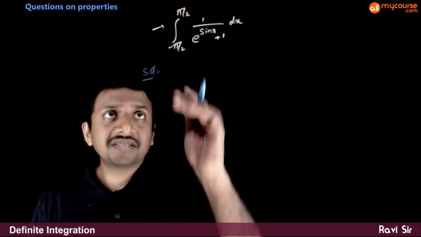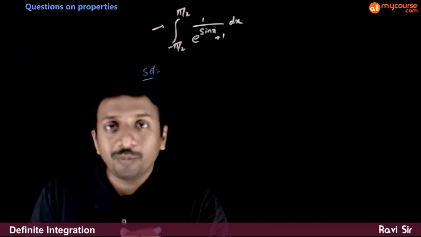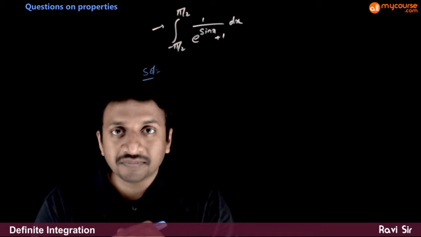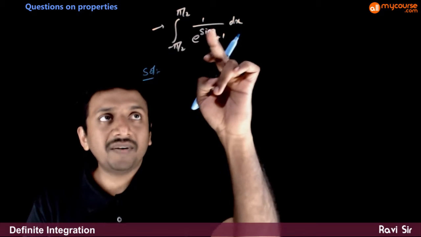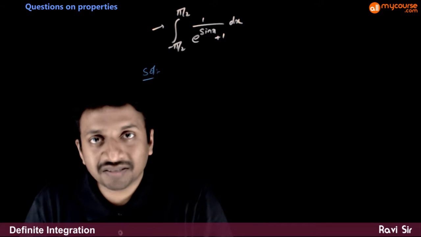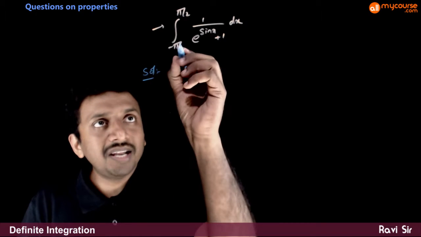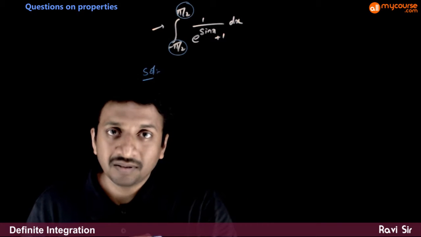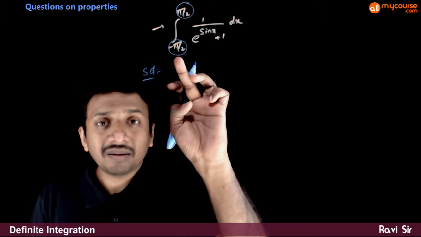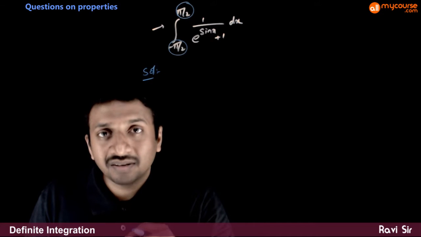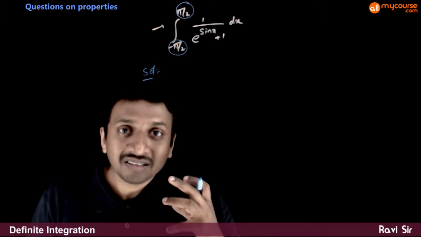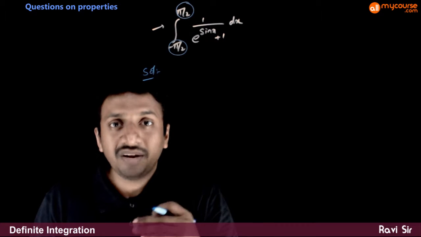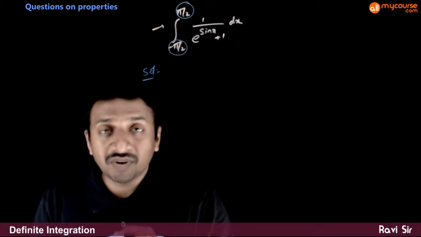The next question is integration from minus pi by 2 to pi by 2 of 1 by e power sin x plus 1 dx. So here also the limits are again minus a to plus a. If I put minus x in the place of x and it is an even function, the integration becomes 2 times 0 to pi by 2. If it is an odd function, the integration will become 0.